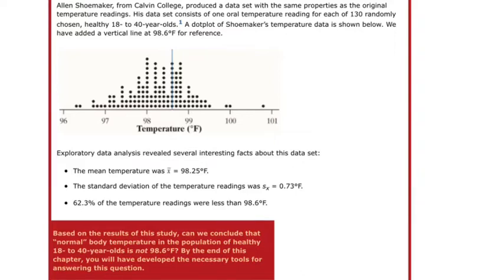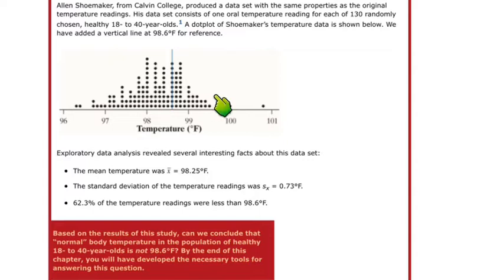And if you'll notice, it looks like a majority of the dots are below that accepted 98.6 degrees Fahrenheit temperature, right? And in fact, it says 62.3% of those temperatures, of these dots here, were actually less than 98.6 degrees Fahrenheit. Okay, so this data sort of goes against what we might expect to see for normal body temperatures, even with some sampling variability involved.